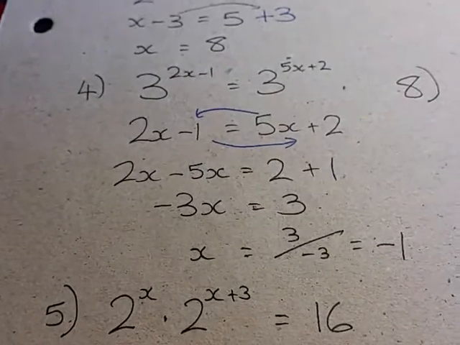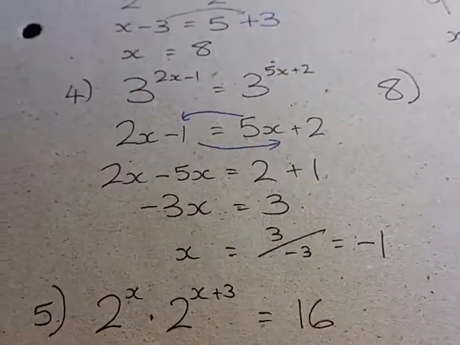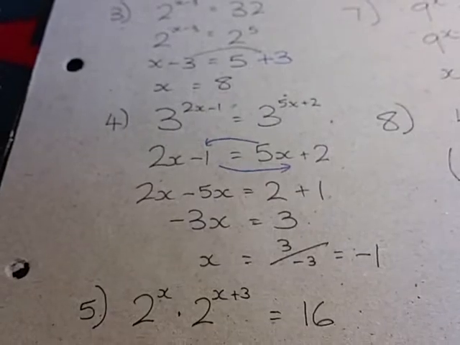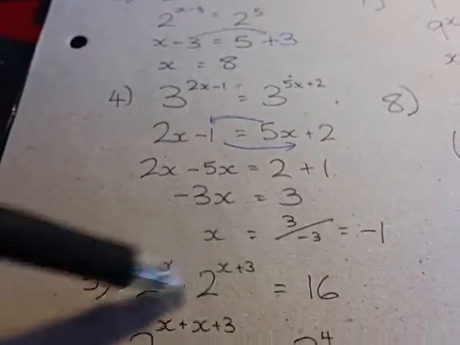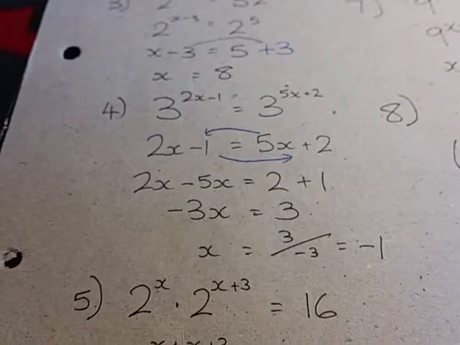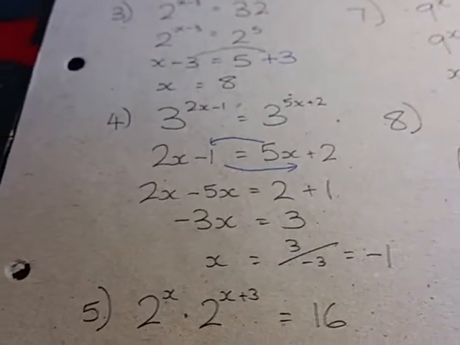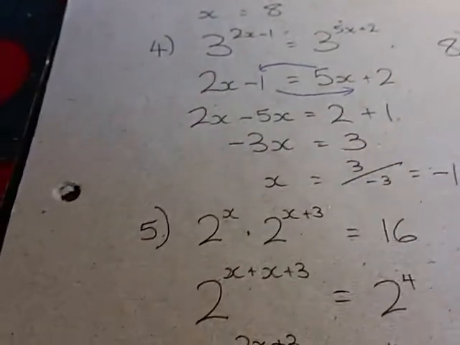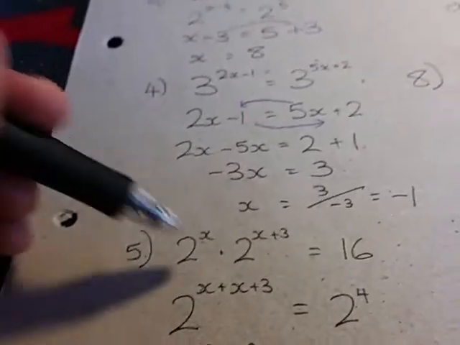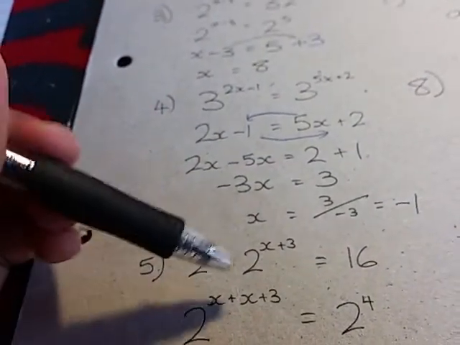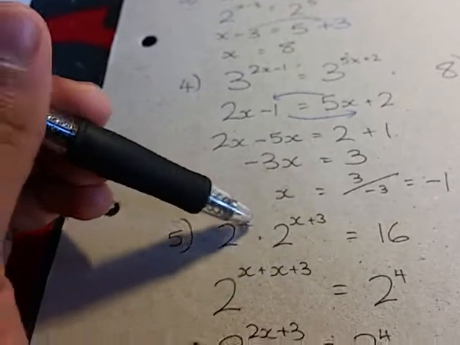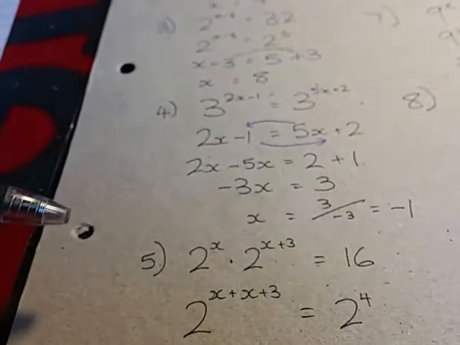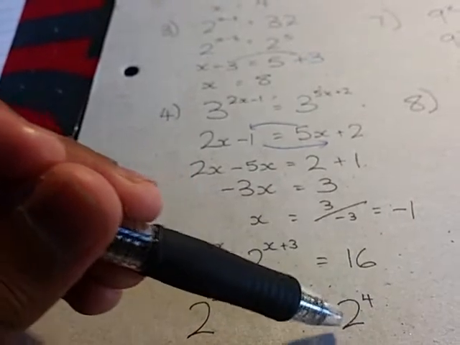Number 5, 2 to the x times 2 to the x plus 3 equals 16. There's two things you have to do. You will need to put these two together because you don't want the same variable appearing multiple times, and you need to turn that 16 into a base 2. Here you are putting those two together by way of law 1 of your exponents. When you are multiplying and they have the same base, you can add the exponents. Hint, that is why I have 2 to the power of x plus 3 times... and that equals 16, which is converted to 2 to the power of 4.